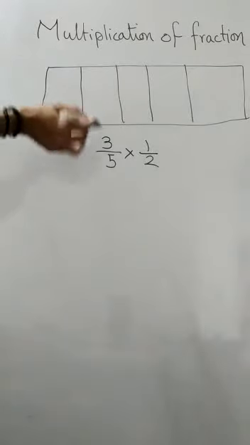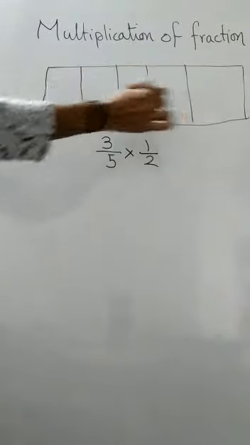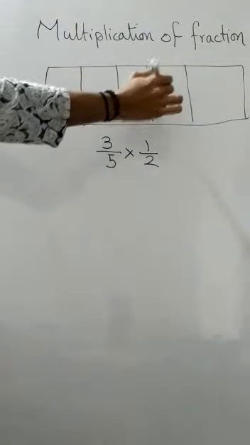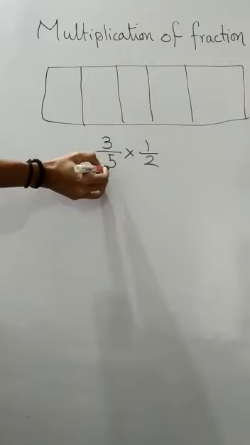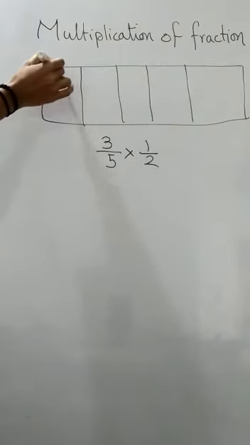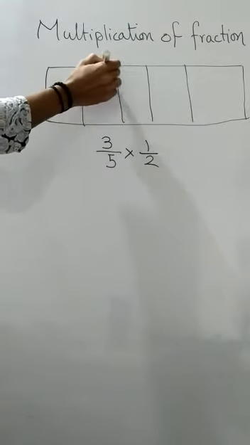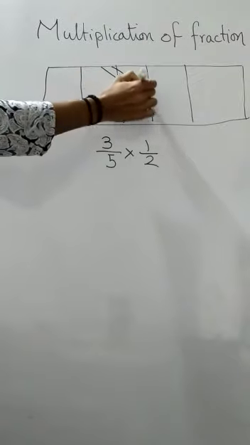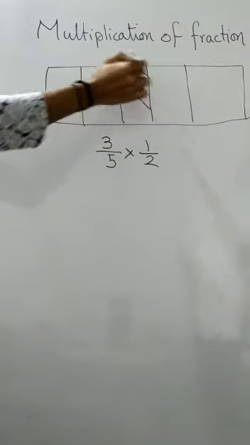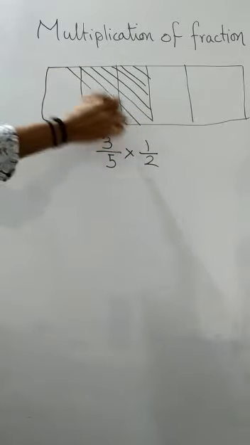First we will show this fraction 3 by 5. This is a big rectangle, it is divided into 5 parts. Why? The fraction has denominator 5. Now how will you show 3 by 5? Okay, 3 out of 5. So these 3 we will shade like this. Draw a slanting line. See.